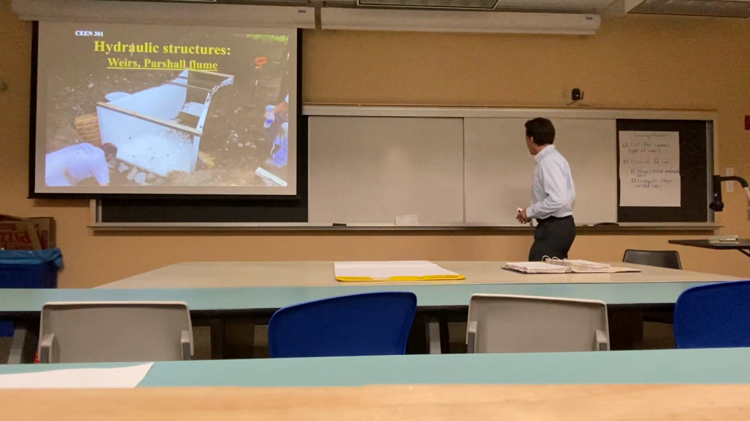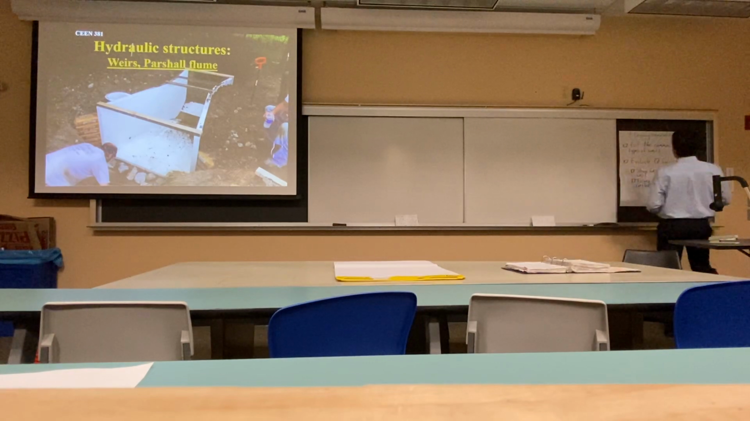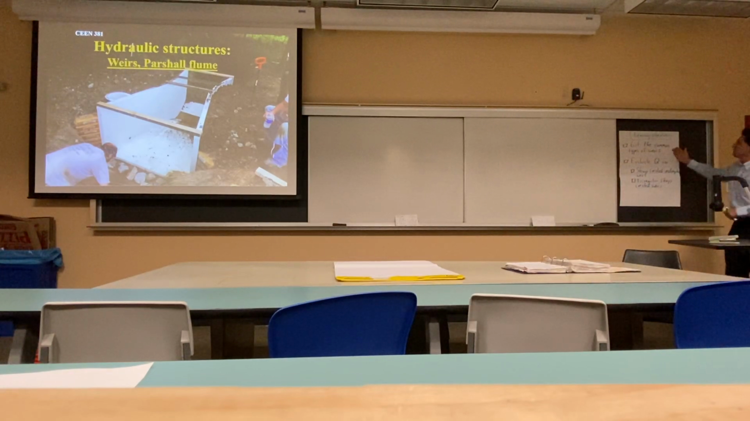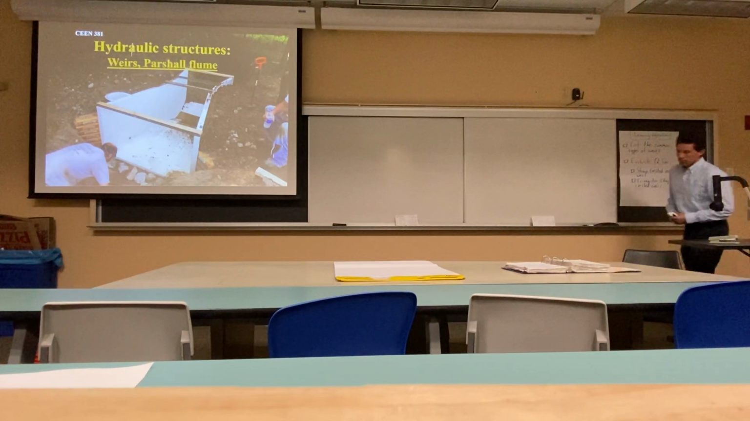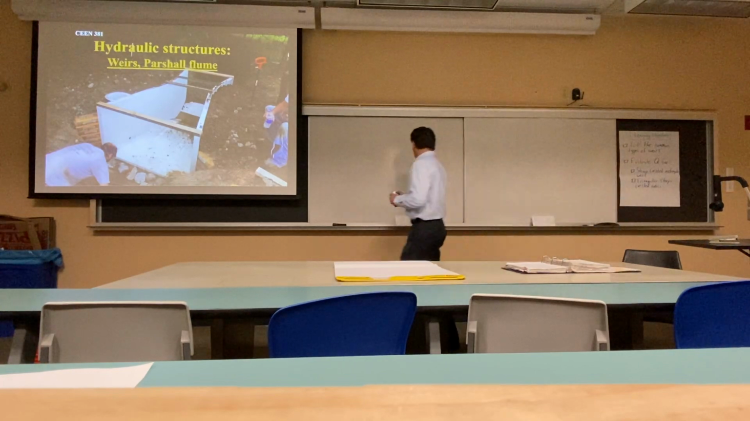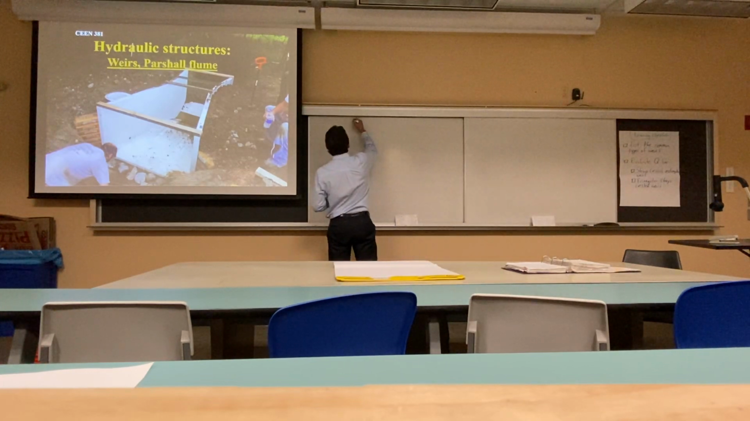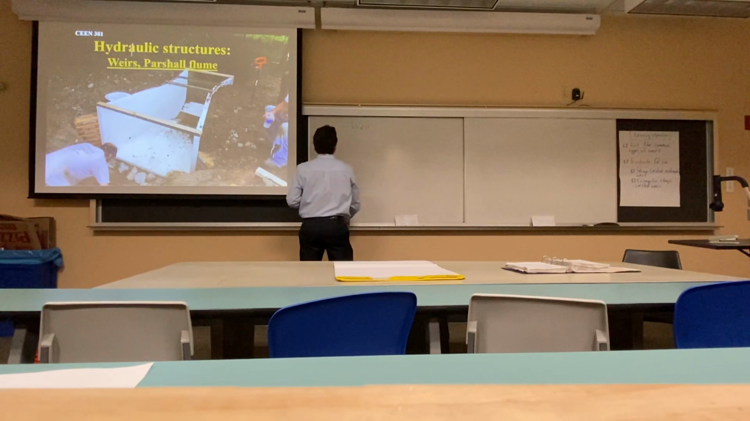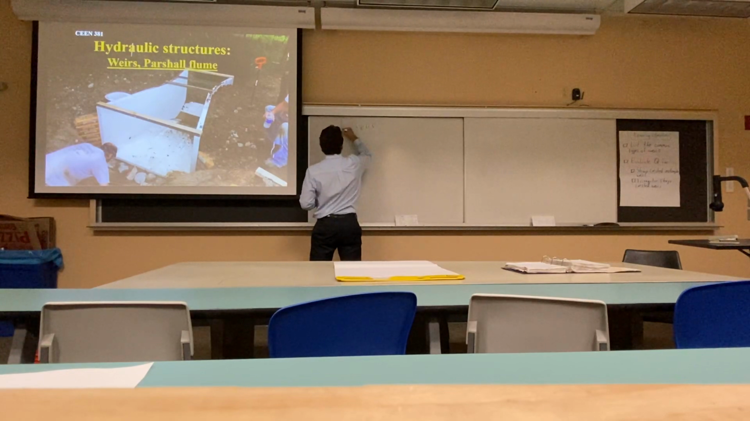So, our learning objectives for today are that by the end of class, you can list the common types of weirs, and that you can evaluate Q, your flow rate, do those calculations for sharp-crested rectangular weirs and triangular sharp-crested weirs. So let's look at weirs.